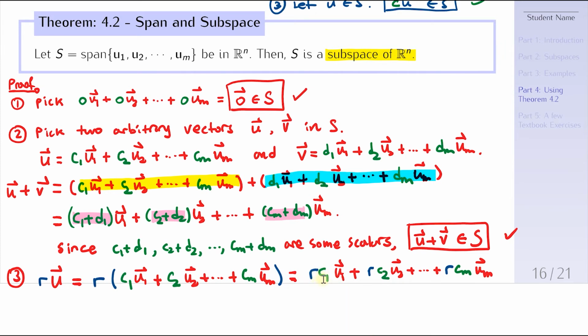Look, since R times C1, R times C2, up to R times Cm are just some scalars, this member is indeed a family member of the family S because it's written as a linear combination of U1, U2 up to Um. Surely this member is a member of S. Do you know what this means? It means R times U is in S.